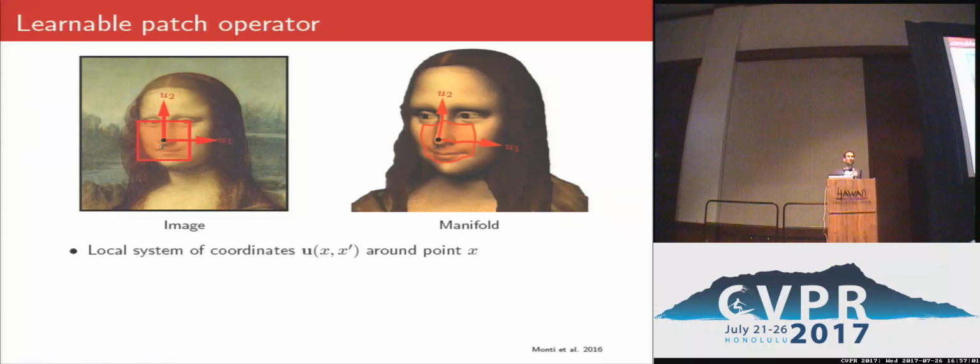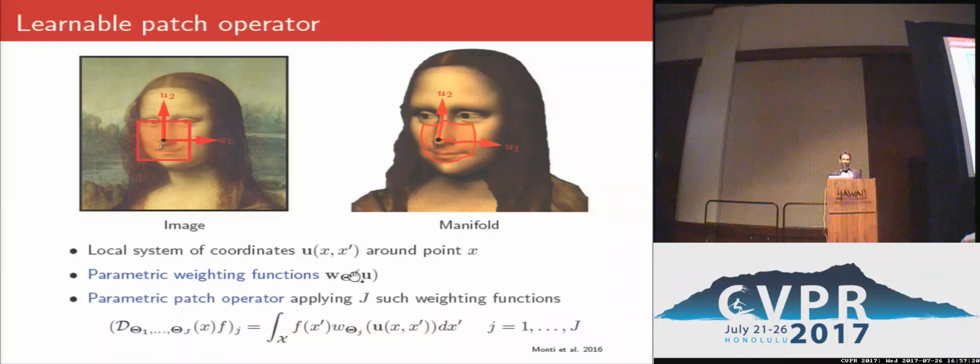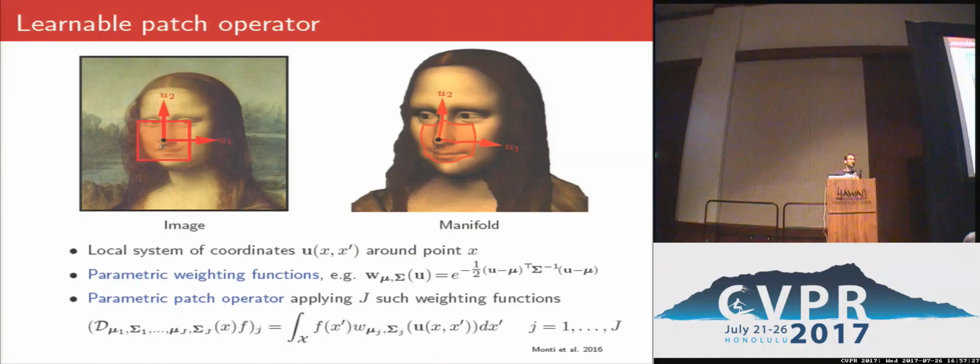The next step you can do is to make this operator learnable, and that was the paper that we presented in this conference. Basically, if we construct a local system of coordinates around a point, we can create a parametric family of weighting functions, called W, depending on some set of parameters theta, and we apply this family of weighting functions to our local coordinates. For example, for simplicity, we can consider Gaussians that are parameterized by the mean vector and the covariance matrix.